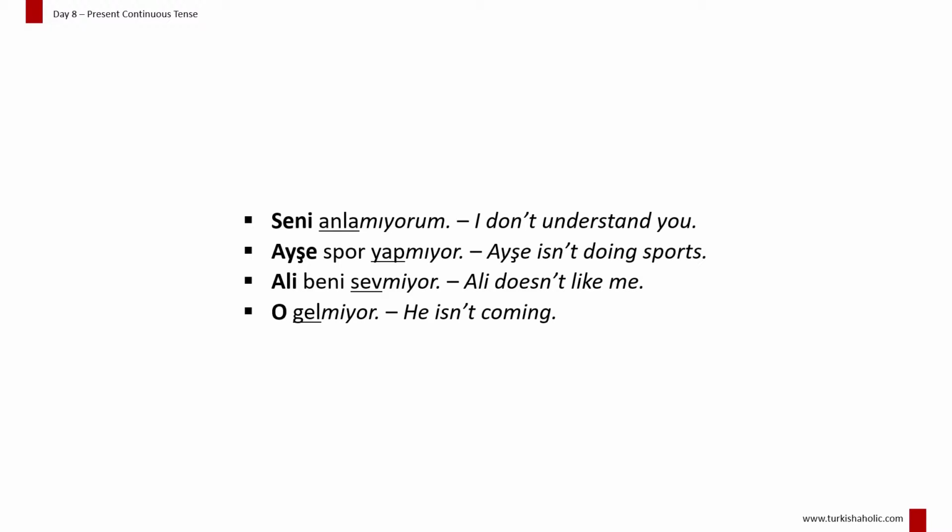Like the positive sentences, there are also rules for vowel and consonant changes when conjugating verbs in negative present continuous sentences. But because the negative tense marker always starts with the letter m, you only need to focus on the basic vowel harmony to choose the correct tense and personal suffix.